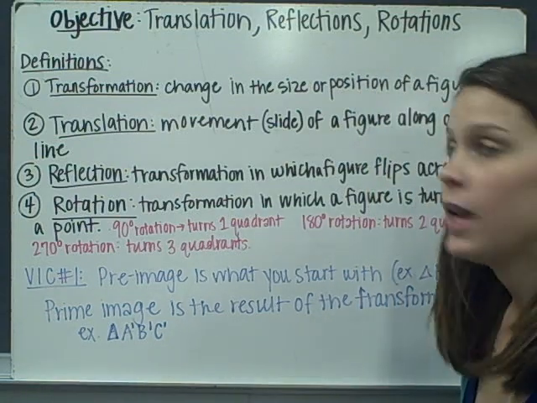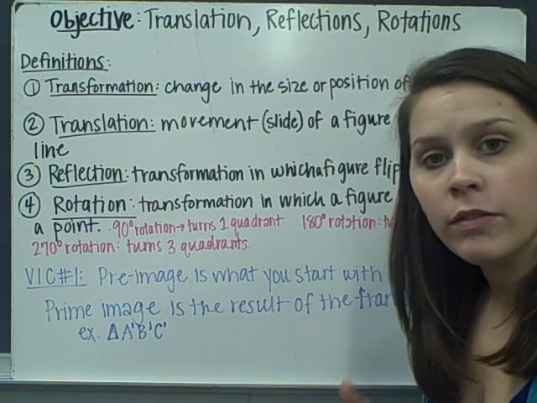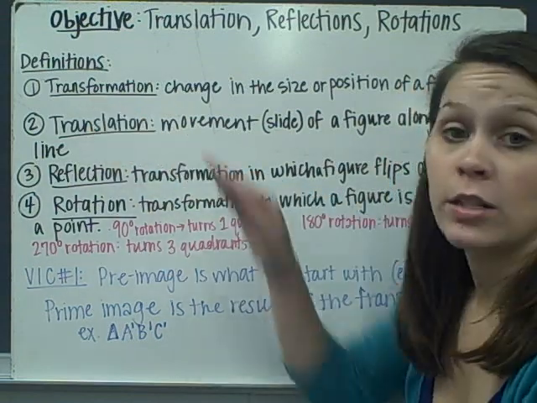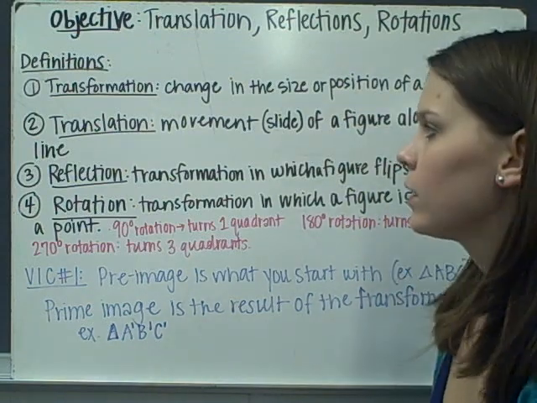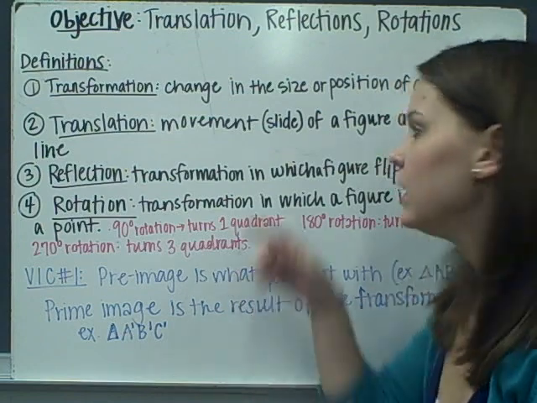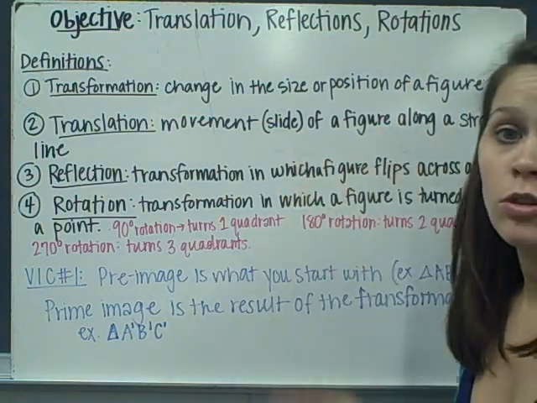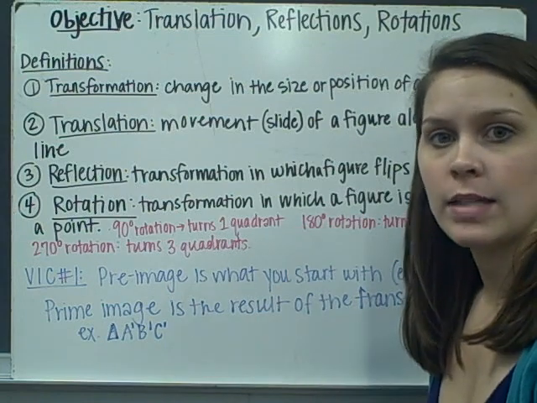Our objective today is translations, reflections, and rotations. And all of these fall under what is called transformations, which is a change in the size or position of a figure. So a translation is the movement or the sliding of a figure along a straight line. So you're either moving it to the left, or you're moving it to the right, or you're moving it up, or you're moving it down.